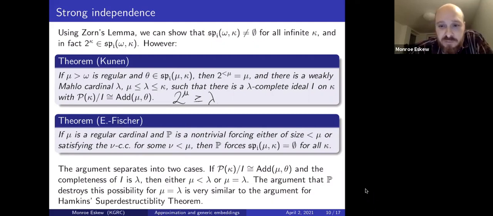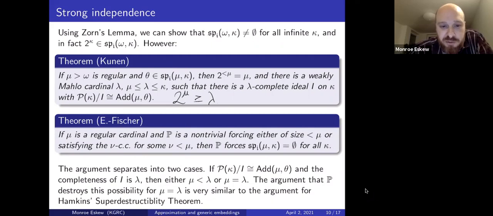And so if you have this ideal and the completeness of it is lambda, then there are 2 possibilities, each of which is consistent. You can have mu less than lambda or mu equals lambda. And we're going to rule each one out. So assuming you take a generic extension by P of this kind, and then you want to prove by contradiction that there's no such maximal independent family.